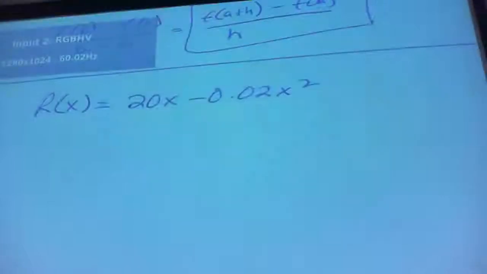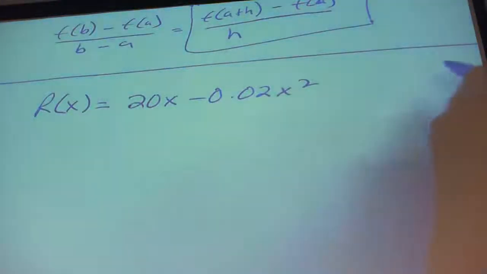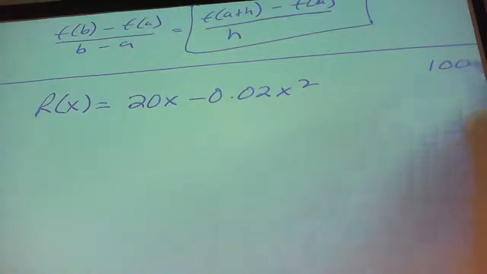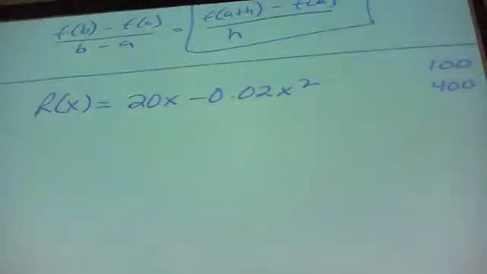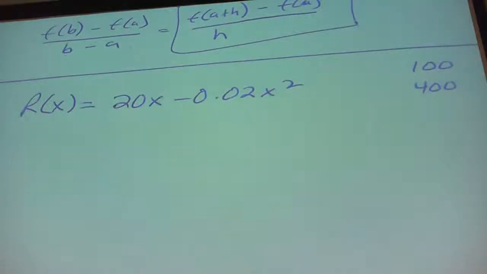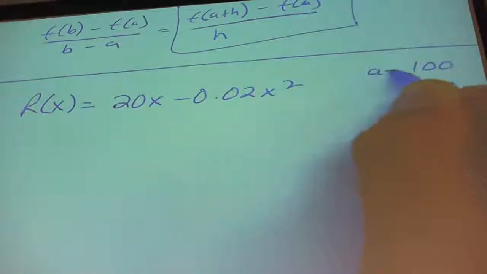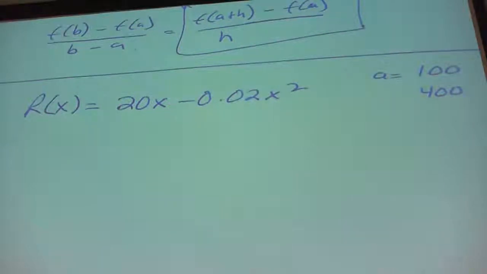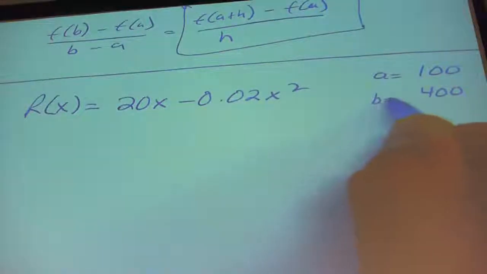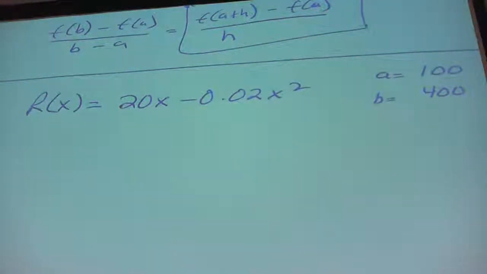So, there's the revenue. And we want to go from 100 to 400. We want to find the average rate of change. Okay? So let's go nice and slow. How many planters are we starting with? Let's call that A. How many planters are we ending with? Let's call that B. We good?